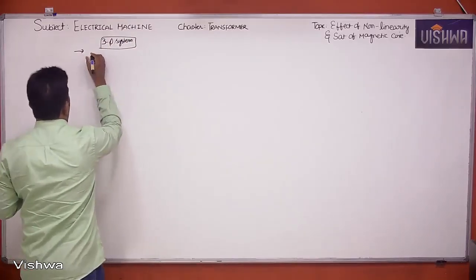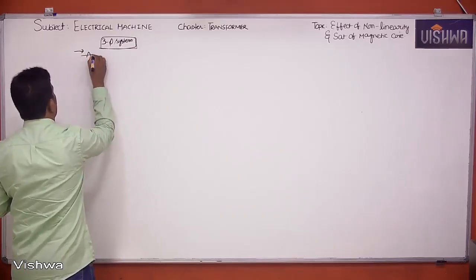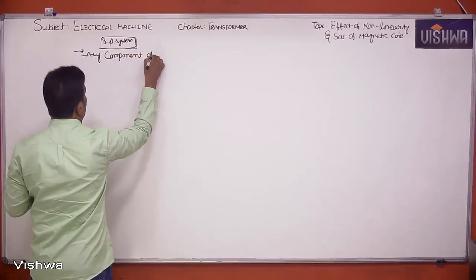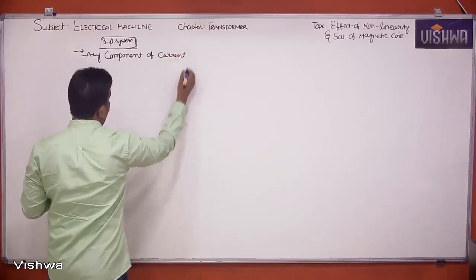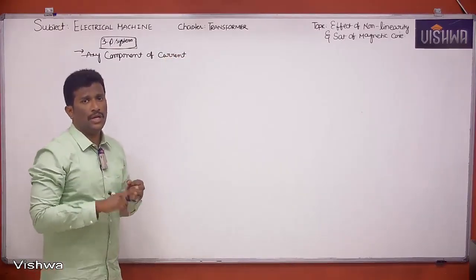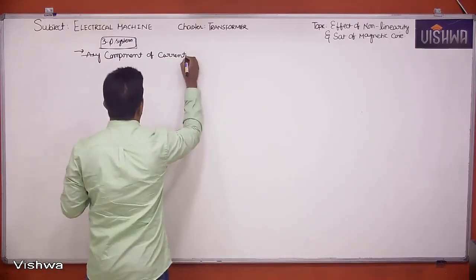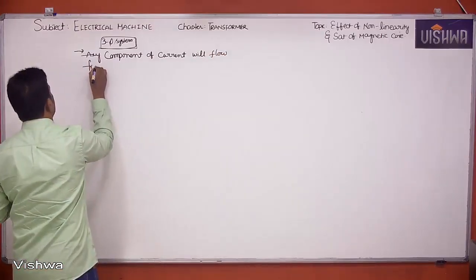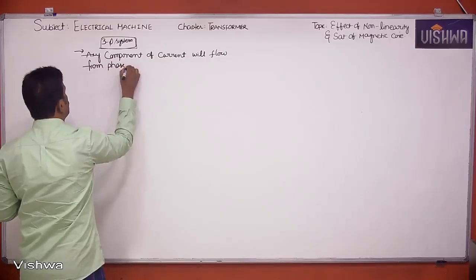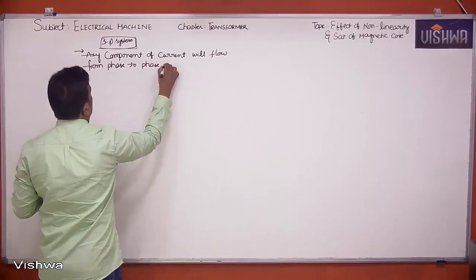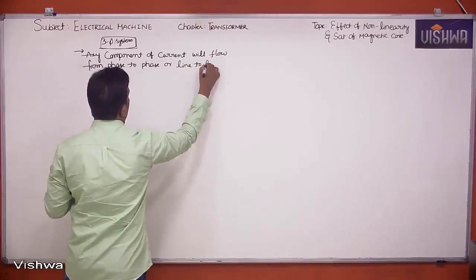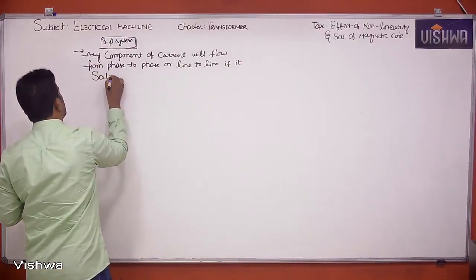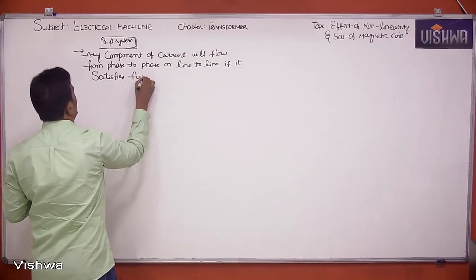Let me tell you an important point. Any component of current, maybe fundamental current or fifth harmonic, seventh harmonic, or third harmonic, any harmonic, any component of current will flow from phase to phase, or line to line, if it satisfies the fundamental property.